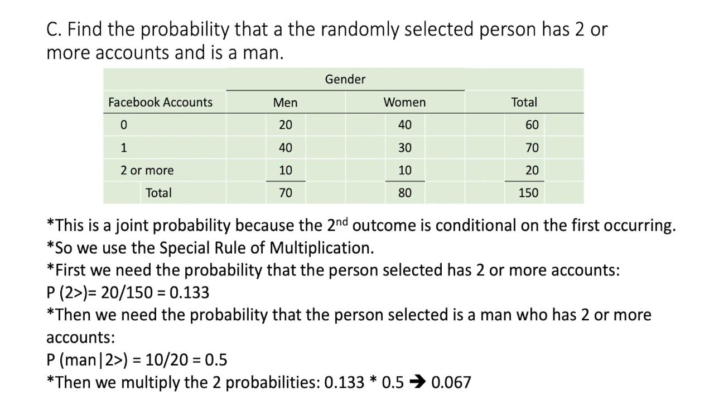We multiply those two together, and the probability that a randomly selected person has 2 or more accounts and is a man, it's really low. It's 0.067. So hopefully this shows you guys how we can use contingency tables, and we can pull data from those to calculate different probabilities.